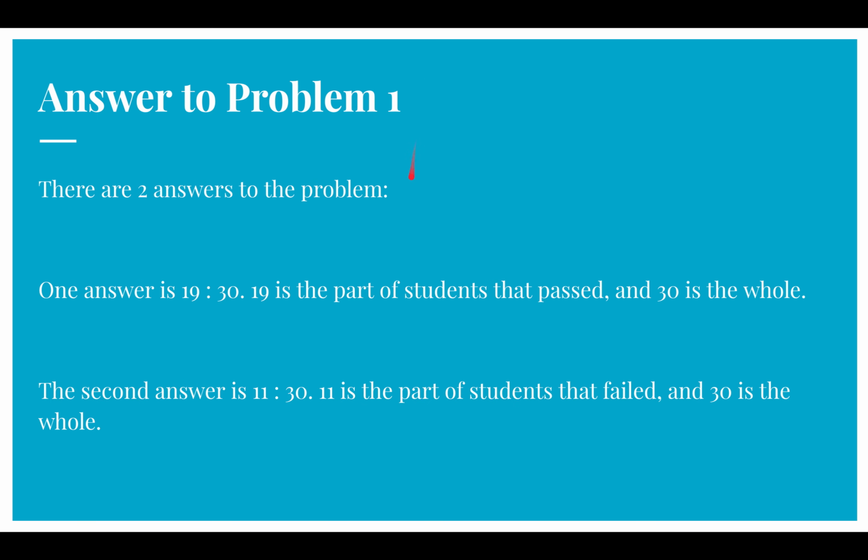So, there were actually two answers to this problem. One answer is 19 to 30. 19 is part of the students that passed, and 30 is the whole. The second answer is 11 to 30. 11 is the part of the students that failed, and 30 is the whole. So anything with 30 at the end of it would be a valid answer because 30 is the whole, and you have to include that.